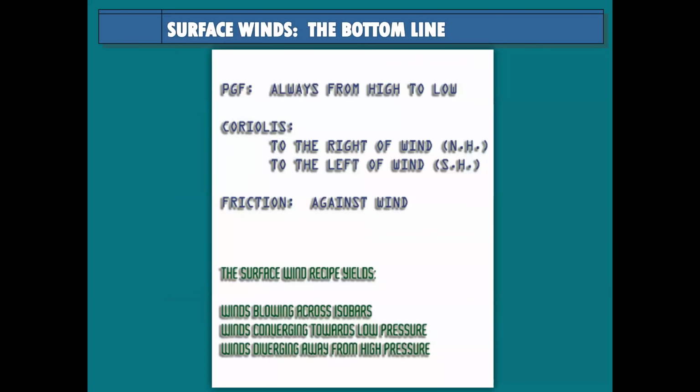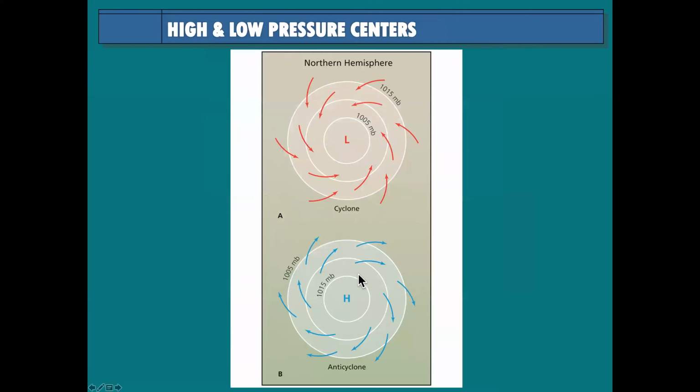So here's the bottom line on winds: pressure gradient, Coriolis, and friction. This recipe will yield basically winds that blow across isobars or lines of equal pressure. Winds are converging towards low pressure and diverging away from high pressure. Specifically, here's an image from your text showing you that in a low pressure system, think of bad weather, the winds are blowing in towards the middle. See how the lines, if you connected all these arrows, they would all converge here.